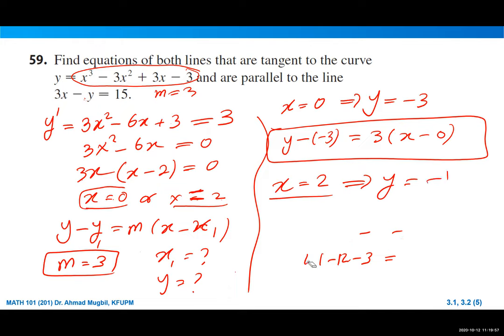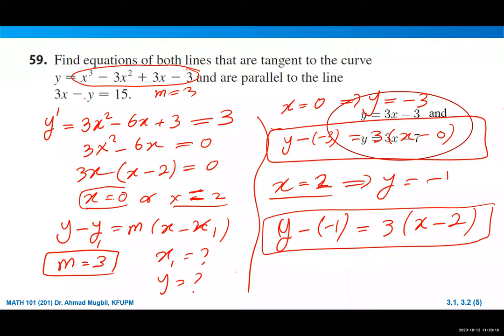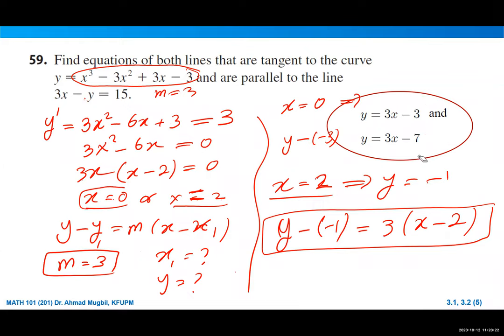What you will do now is go back and substitute. If you want to find another equation, it will be y minus negative one equals three times x minus two. This is the equation for the other line. Simplify it, and you will have these answers. They will be like this at the end. These are the two equations of the two tangent lines.